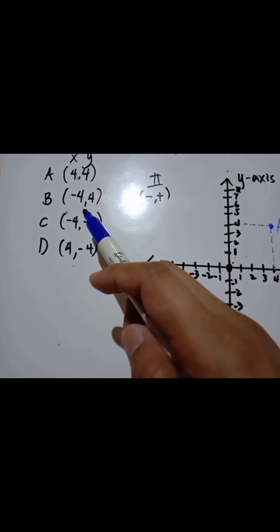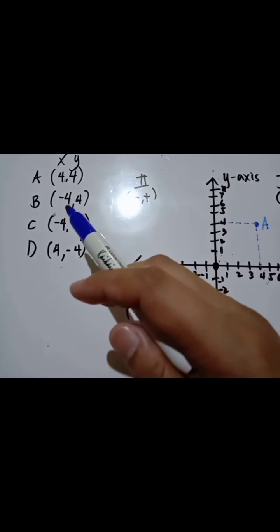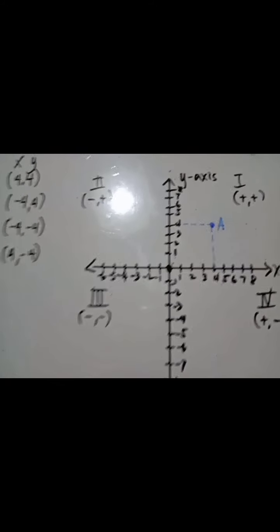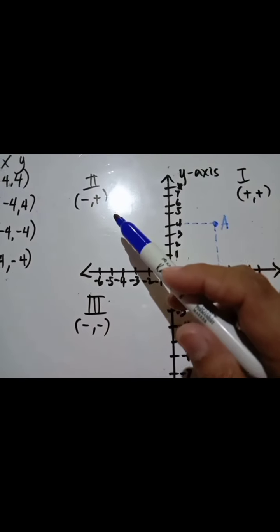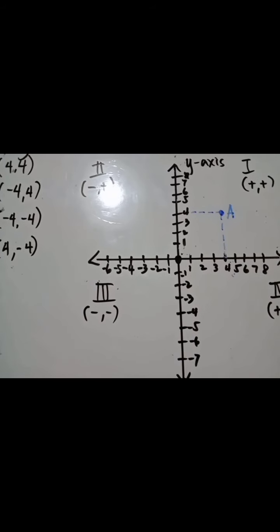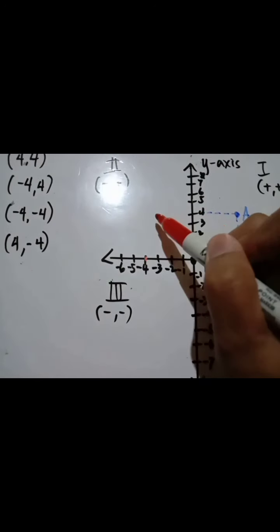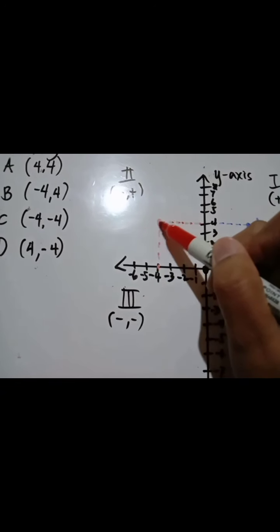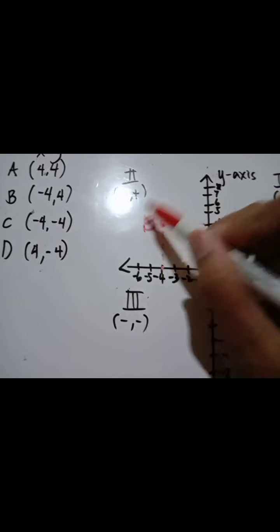Followed by negative 4 and 4. For the coordinates negative 4 and 4, your x is negative and then y is positive. So, where do you think that is located? Very good. That is on the second quadrant. You have the negative and positive. Negative 4 is in here, followed by another 4. So, we're going to look for their intersection again. This is the point of their intersection, and we're going to name this B.